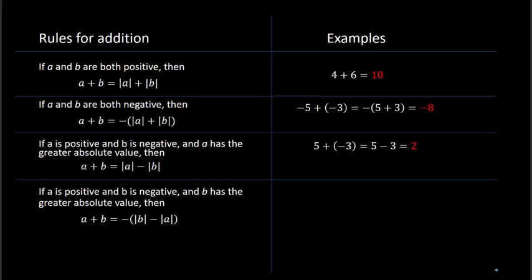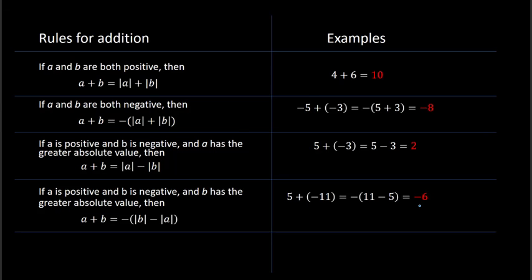Alright, if A is positive and B is negative, and B has the greater absolute value, then I subtract A from B, so B minus A, the absolute values, and the sign is going to be negative. So for example, we have 5 plus negative 11. So the second number is bigger than the first number, the absolute value. 11 is bigger than 5. So what I do is I subtract 11 minus 5, which is 6, and the sign is going to be negative. So my answer would be a negative 6.